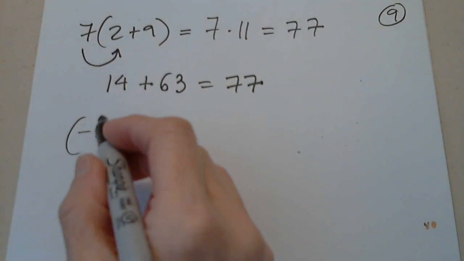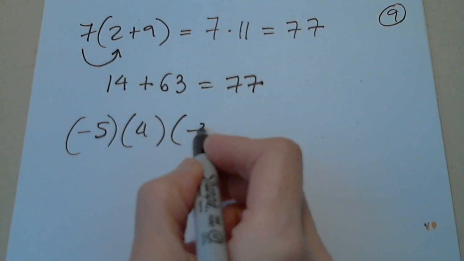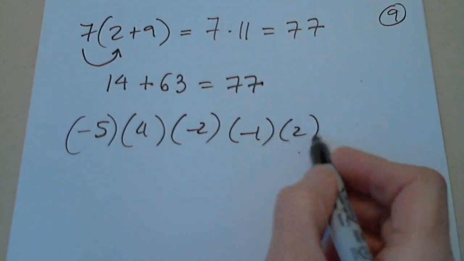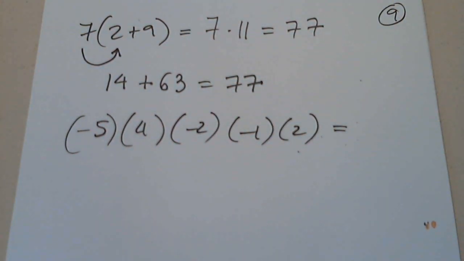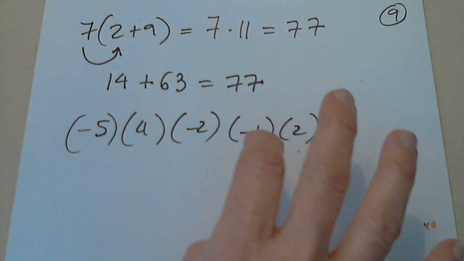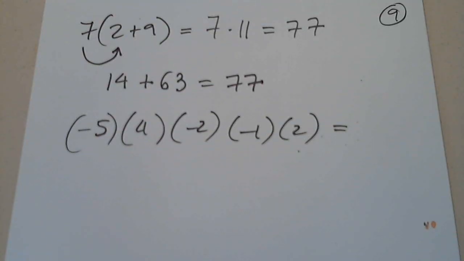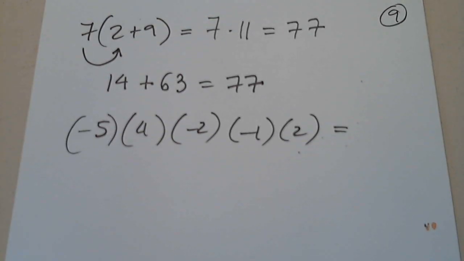So negative 5 and 4, negative 2, negative 1, 2. I have a bunch of, what are they? What are these numbers? Are they terms or are they factors? Factors. They are all factors. And remember, when we have only factors, we dictate the order. We dictate the grouping. We can do whatever we want.